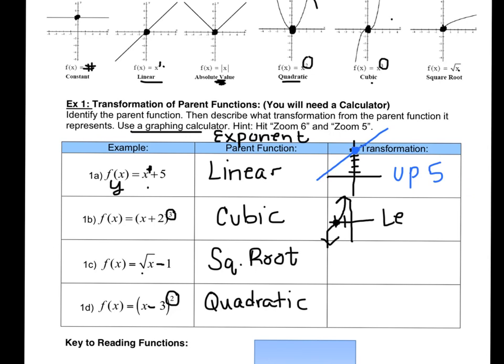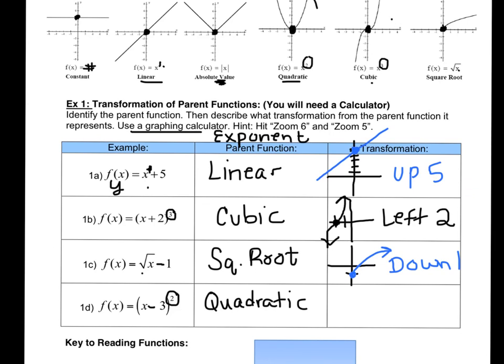So we're going to write left 2. Go ahead and verify it on a graphing calculator. Now the graph for the square root function: if you type in the square root and then you end the square root hat and type -1, the graph is going to start right there, down 1 on the y-axis, and then it'll look like the square root function. So the translation is down 1.